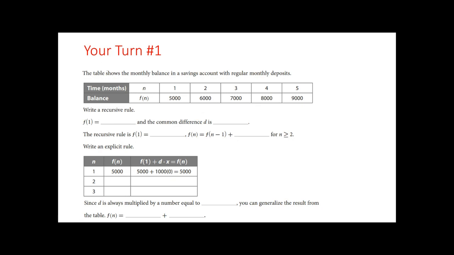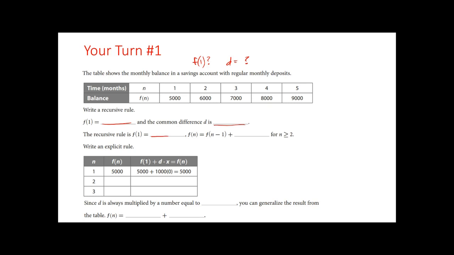All right, your turn number 1. So go off this table, and ask yourself, what's my first term? Where am I starting? And what's my difference? So definitely figure that out first. First term, what's your common difference? Use the fill in the blank aspects of things, and then write your rules.